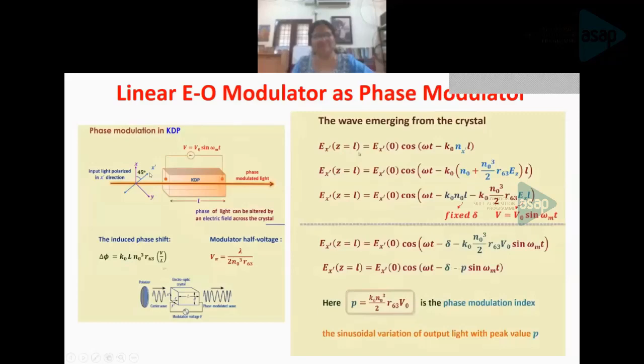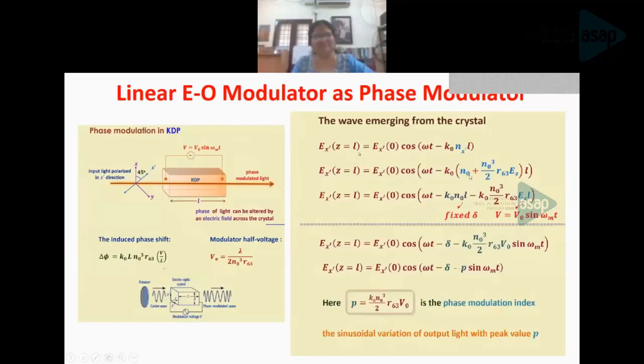Ex prime at z equals L is E0 times cos of omega t minus kz. Z is actually the path difference, so nx prime into L is z. Now substitute the value of nx prime, which we already estimated in the previous slide: nx prime equals n0 plus n0 cube by 2 r63 Ez. Substitute that value here and open the bracket, and you will get this equation.